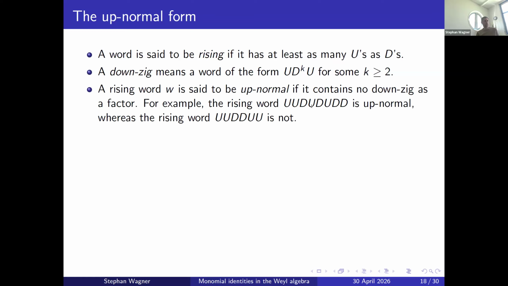So for example, UUDUDUDD is abnormal in this sense because there is no subsequence of the form u, more than one d, and another u. So the d's are only allowed to stand alone, except perhaps at the beginning and at the end. Like here at the end, there are two d's in a row. This is allowed because there are no u's around them. But inside, I can only have single d's, like here and here. The rising word UUDDUU is not abnormal, because it contains this downzig UDDU.